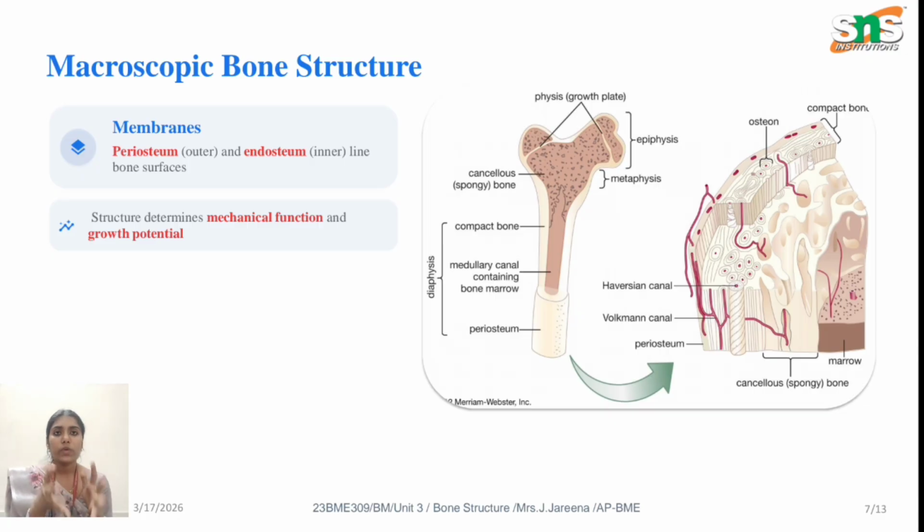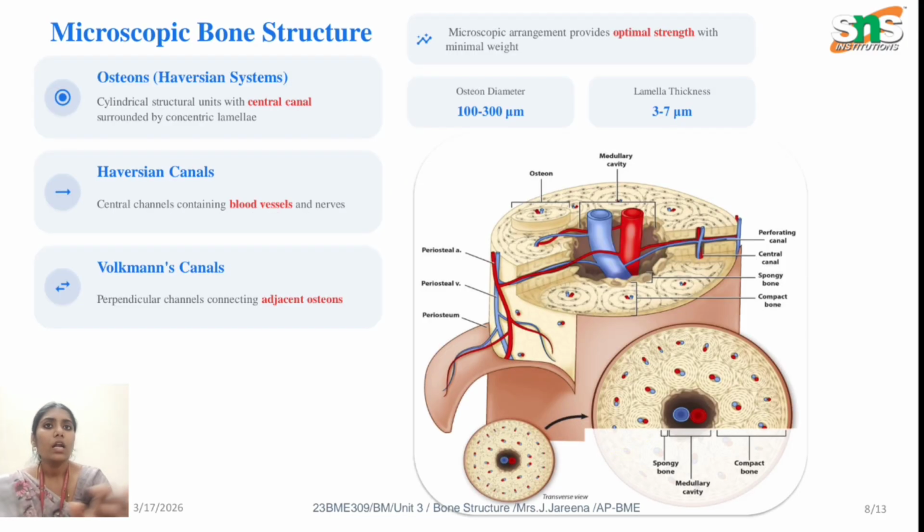This structure is very important because it determines both the mechanical properties and the growth potential. Now let's move on to the microscopic level of bone structure. If you look inside the bone, you can see osteons, the basic unit of your bones. In other words, you can also call it the Haversian system. This system contains canals, where you can see the blood vessels and the nerves that supply the bone.